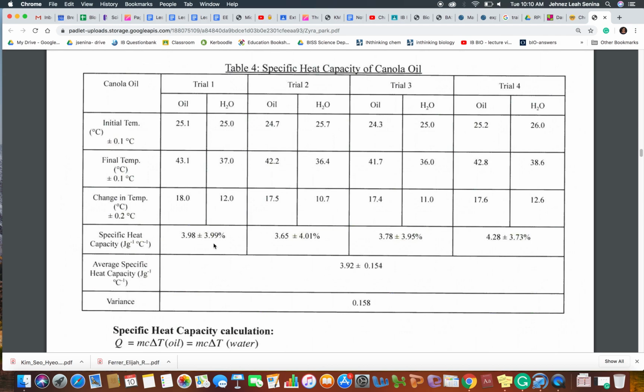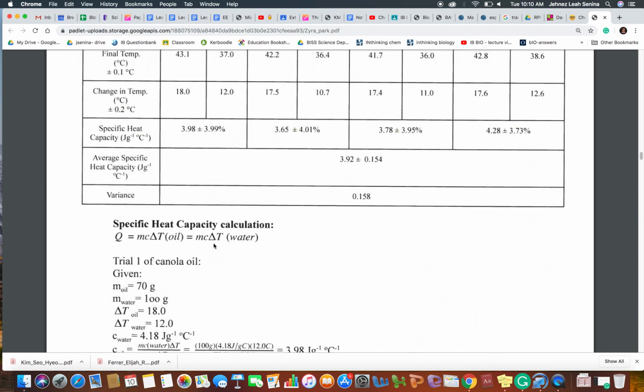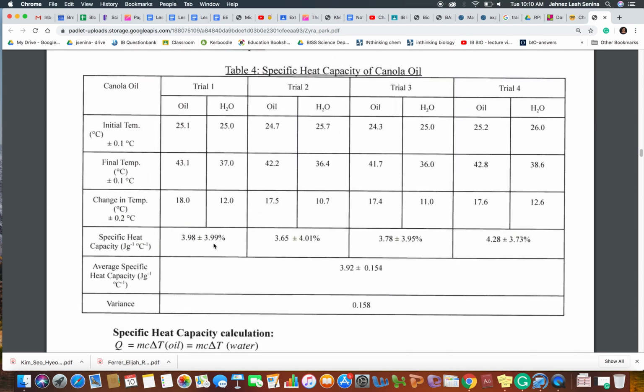What's the purpose of the variance again? To see if the difference between your experiment and theory is accepted. It's accepted for you to get that error. So I hope you will just say random here. Okay, so pretend you understand how she did this for the rest of the oils.